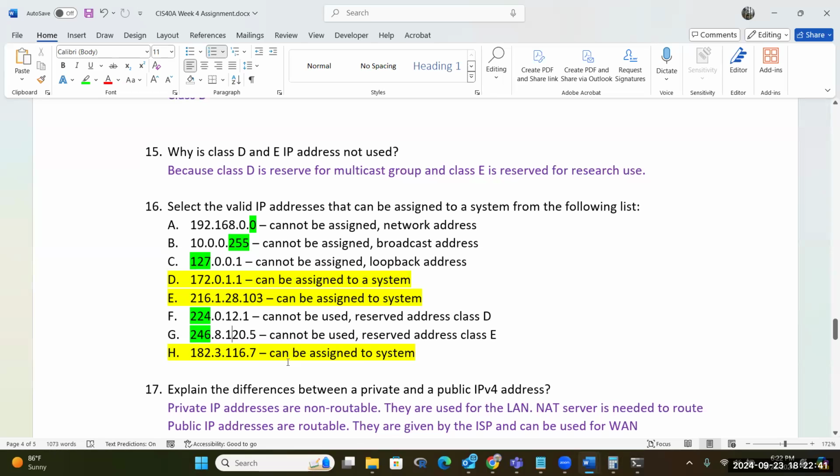And then H, 182.3.116.7, it's good. The first octet's okay, it's in a usable class. And the unique host ID is not 0 or 255, so yes, we can assign it. Any questions?